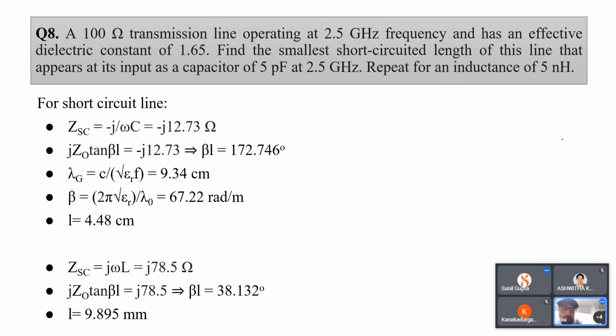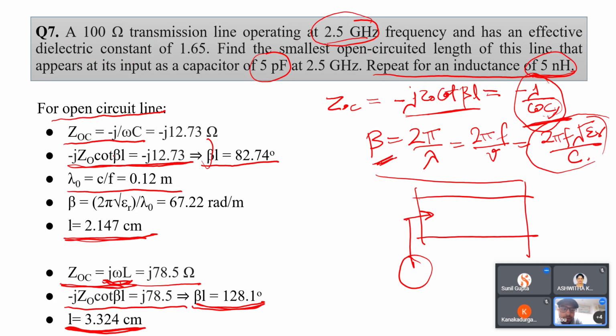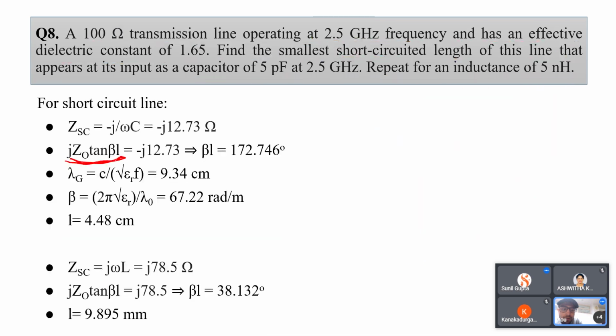The only thing is that this time we are short circuiting the load. In the previous case the load was open circuited, but now the load is short circuited. So the problem is almost the same. You have to just change the value of input impedance. There we took the value as minus j Z naught cot beta l, but for a short circuited line, the input impedance is defined as j Z naught tan beta l. So you have to equate the value of capacitance and inductance with this j Z naught tan beta l, and you can then find the value of line length. So you can do this by yourself first.